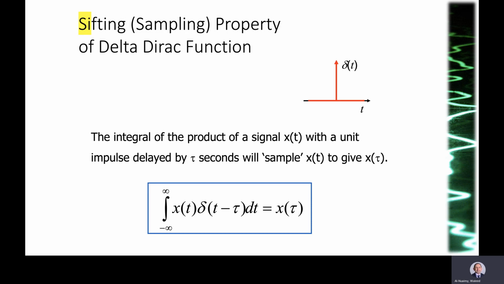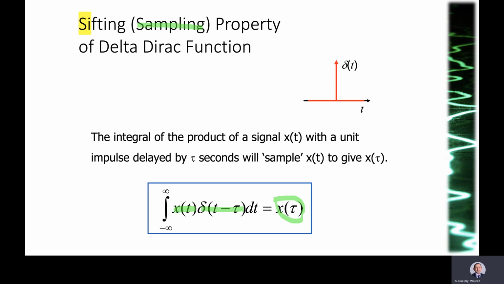So the Dirac function has a property. It's called the sifting property, sometimes referred to as the sampling property. So it's not shifting, it's the sifting property. The sifting property says that if you take any function x and you multiply it by a shifted Dirac function, then you don't have to carry out the integral because the answer is one single value. And that single value is the value of x at t equals tau.